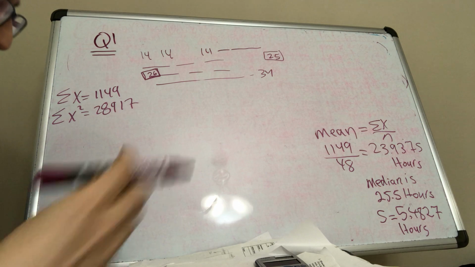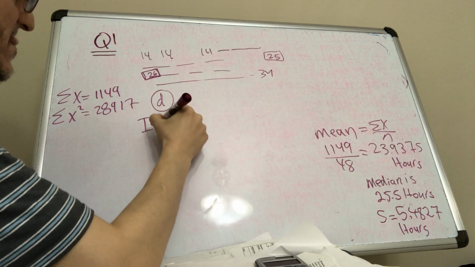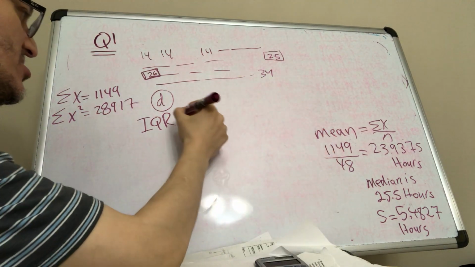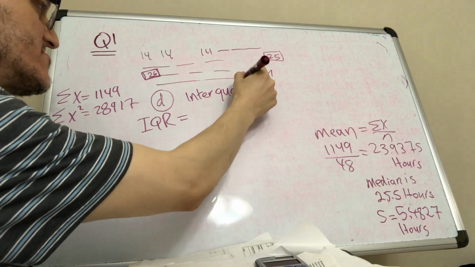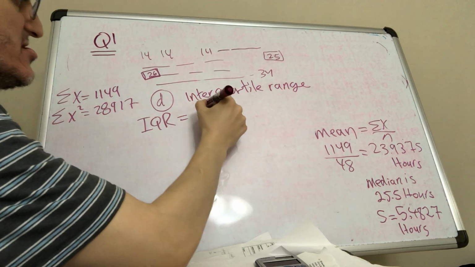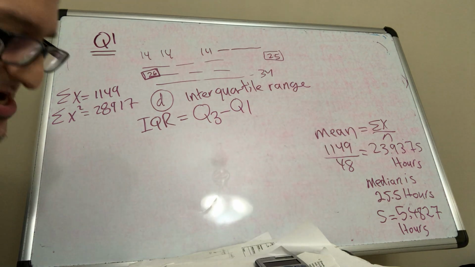Determine IQR. Now, IQR, also called the interquartile range, is Q3 minus Q1.